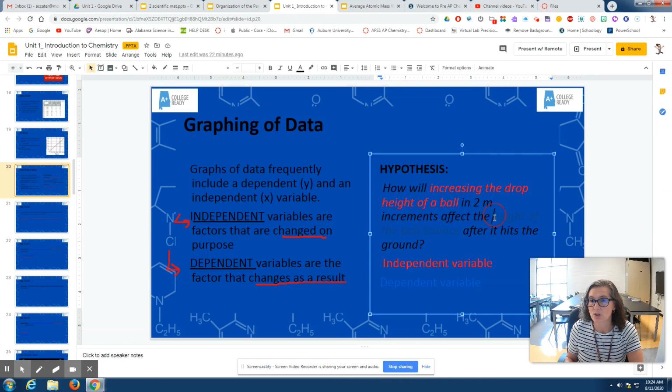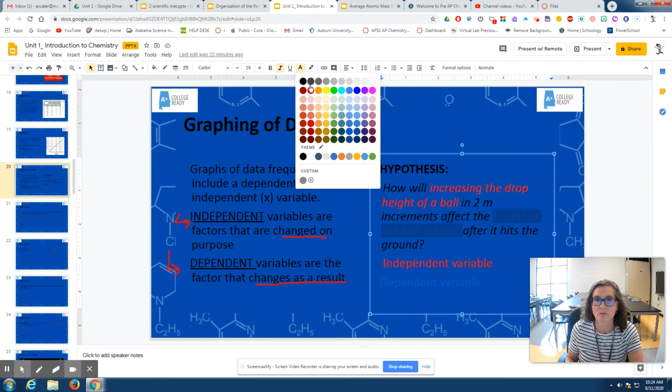So I'm going to change the color. Oops, I can't. Yeah, I can. So let's get a little better color for this.